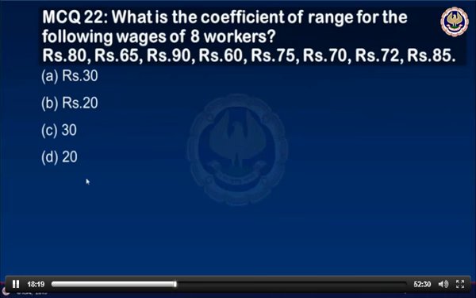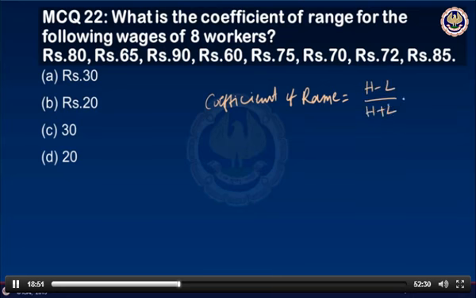Now coming to MCQ number 22. What is the coefficient of range for the following wages of 8 workers? Rupees 80, rupees 65, rupees 90, rupees 60, rupees 75, rupees 70, rupees 72, and rupees 85. You know the formula for the coefficient of range: equal to highest minus lowest value by highest plus lowest value, into 100.